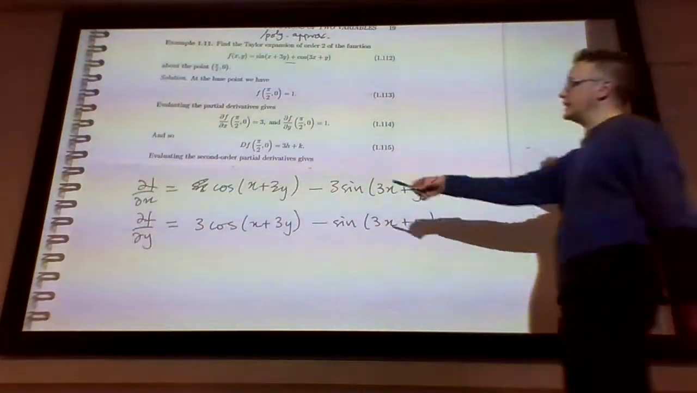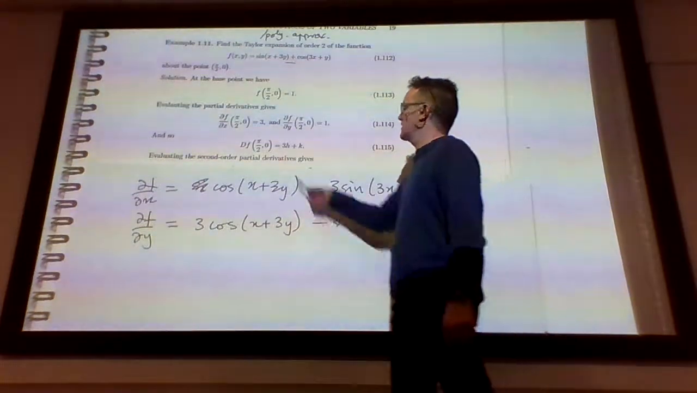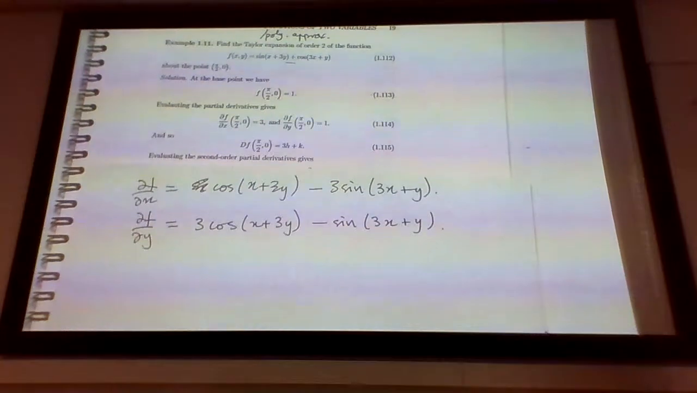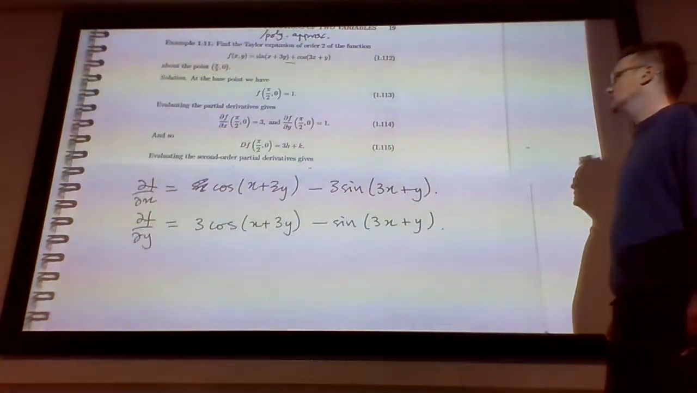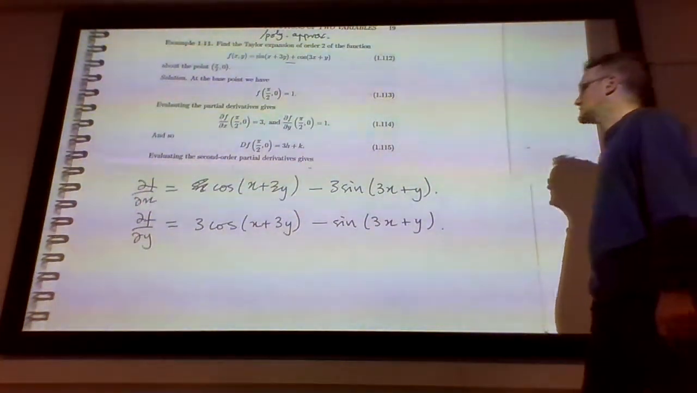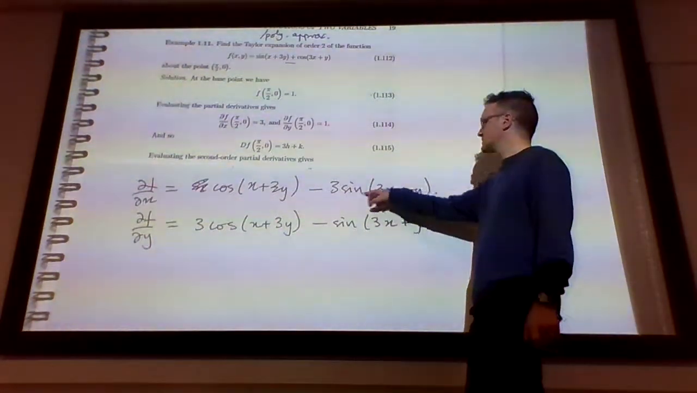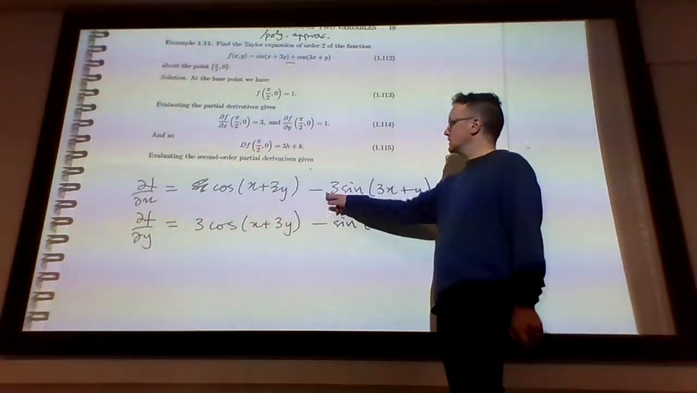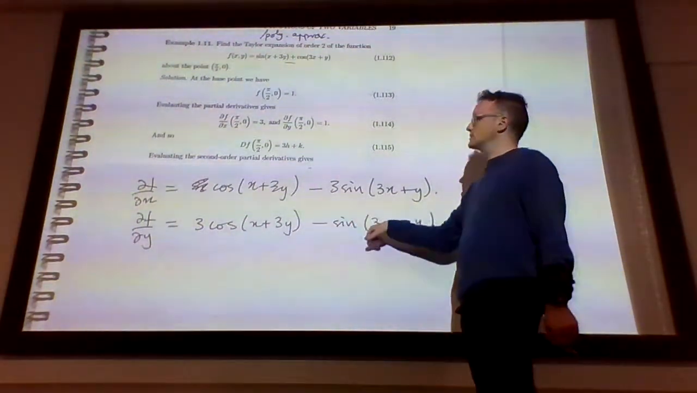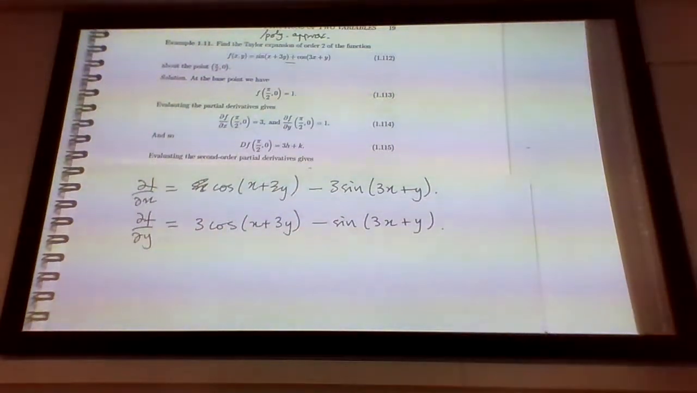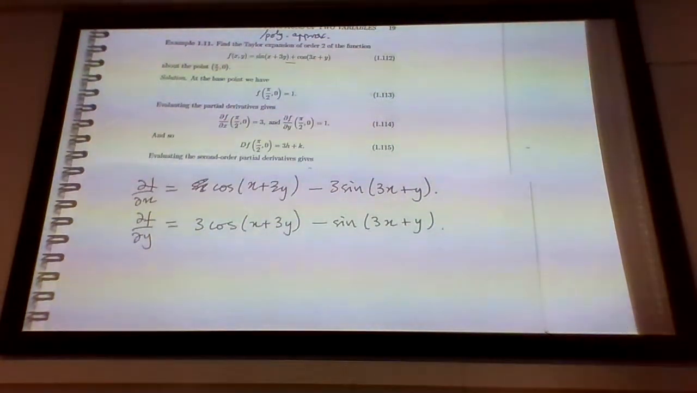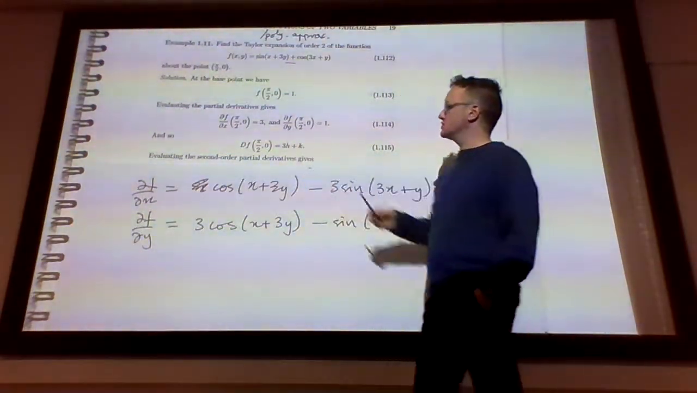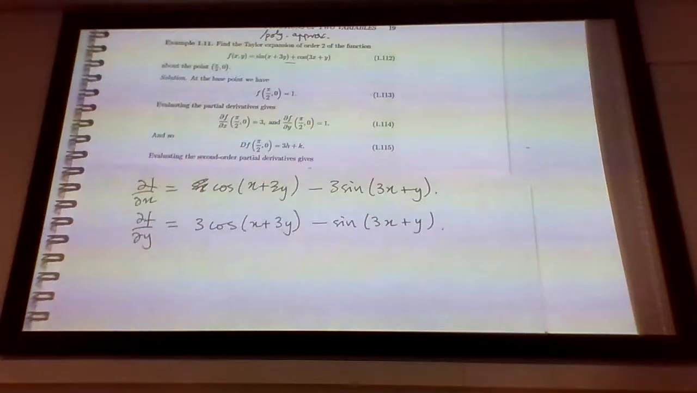And when these get evaluated at pi over 2, 0, you get the values 3 and 1 respectively, because the only bit that generates, well, sine of 3x, sine of 3 pi over 2, is going to give you a minus 1. So you in total get a plus 3 for df dx and a minus 1 for df dy. And so this is the order 1 contribution to the Taylor approximation.